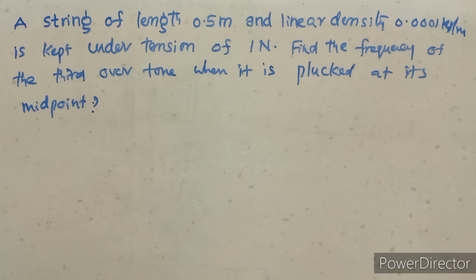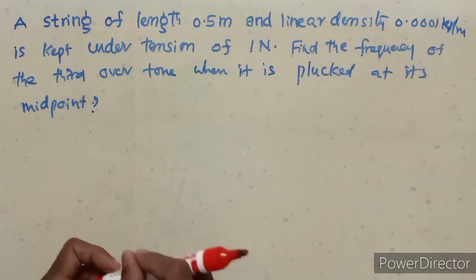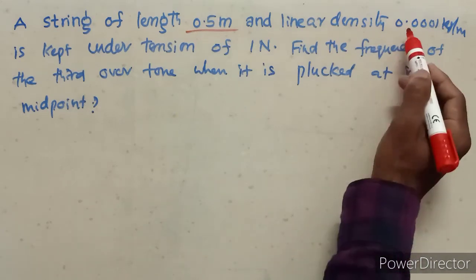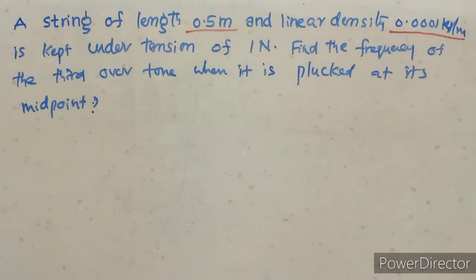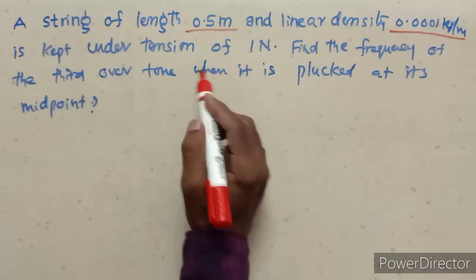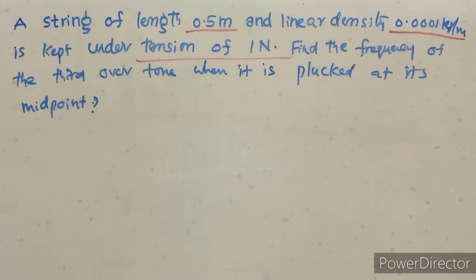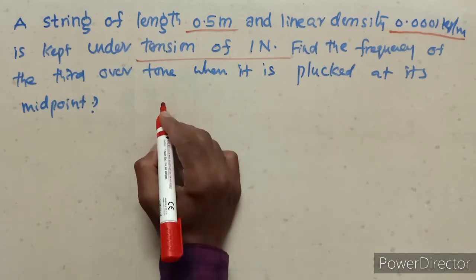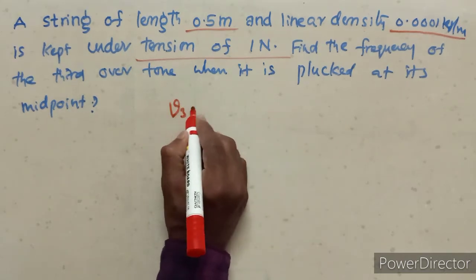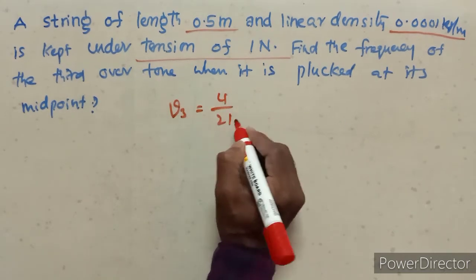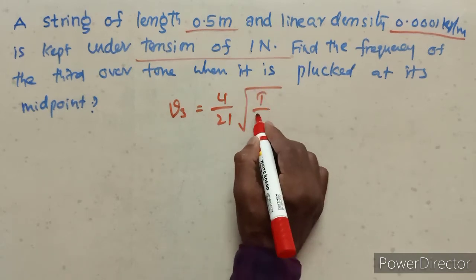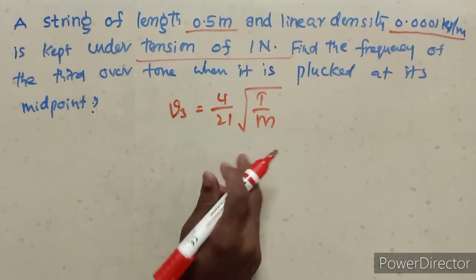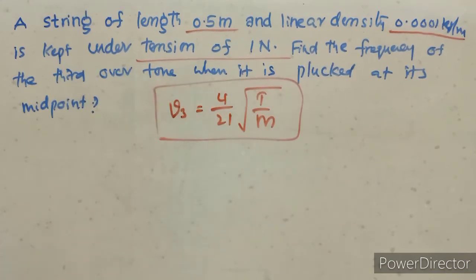The next problem: a string of length 0.5 meter and linear density 0.001 kg per meter. Tension is 1 Newton. Find the frequency of the third harmonic. What is the third harmonic? The third harmonic is 4 upon 2L under root T upon m. This is the value of the third harmonic.